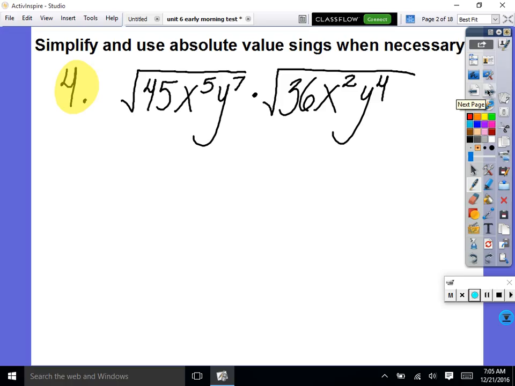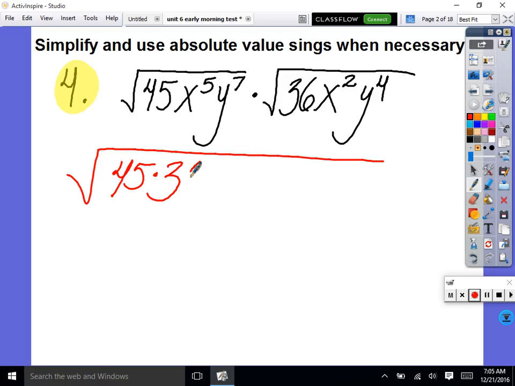Okay, so fill in that same section: simplify and use absolute value signs when necessary. In this one, we're multiplying two square roots, so let's put it all under one square root. I'm going to reorder it, 45 times 36. Once again, you could multiply that out or just leave them apart because we're going to break them down anyway. X to the fifth and x squared would be x to the seventh, right? When you multiply, you add. And then we have y to the seventh, y to the fourth, so 7, 8, 9, 10, 11, we have y to the 11th.